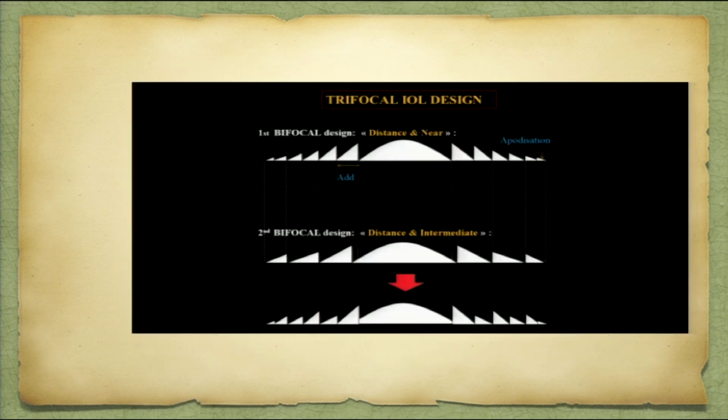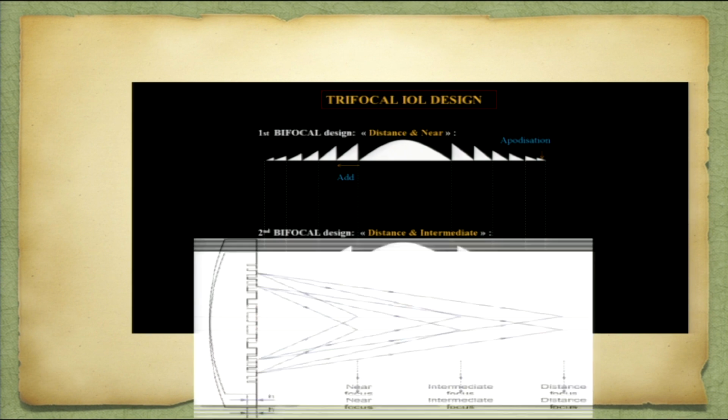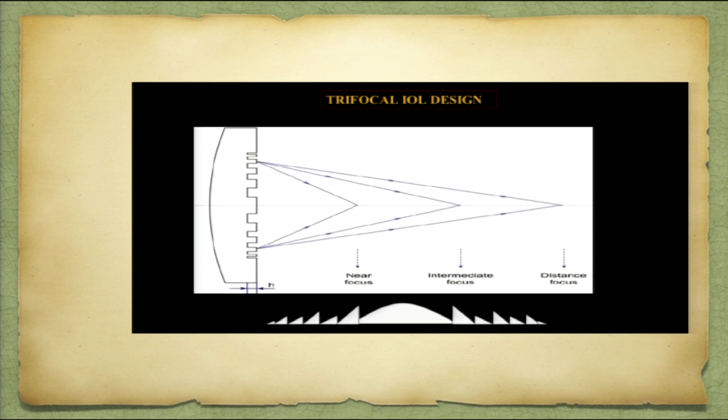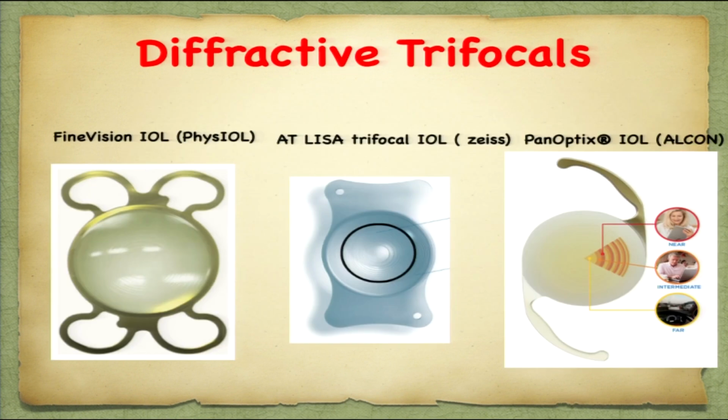Trifocal IOLs: you take two bifocal IOLs, one for distance and near, the other for distance and intermediate, and it gives you a third point, an intermediate point. So these are the different trifocal IOLs that have been present in the market.